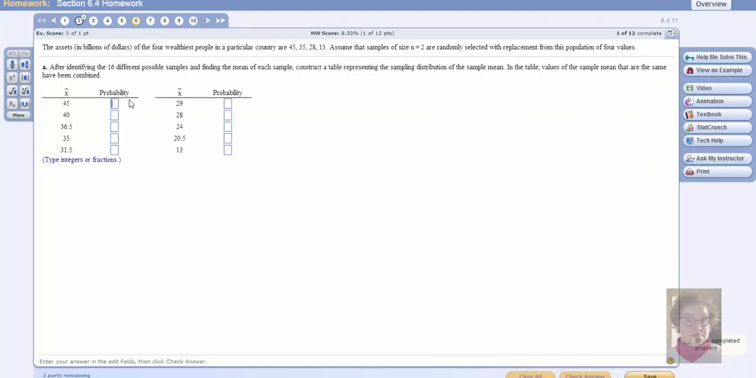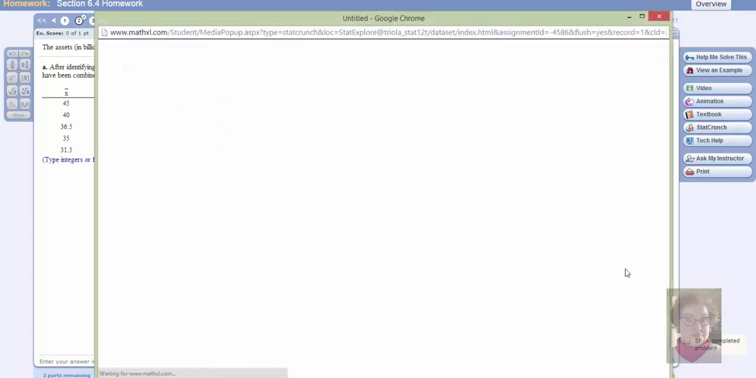Number 6, again, we're looking at the possible means for this. Now, what you're going to need to do on this one is come up with your 16 samples and come up with the means. So add them together and divide by 2. And you know these are going to get the values. How many are you going to do? Now, you could put this into StatCrunch. Let's open up StatCrunch.